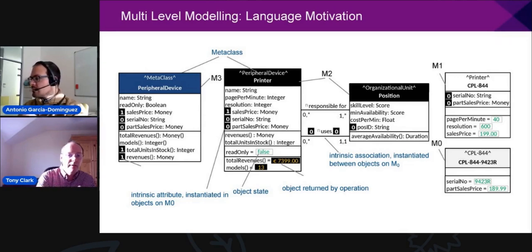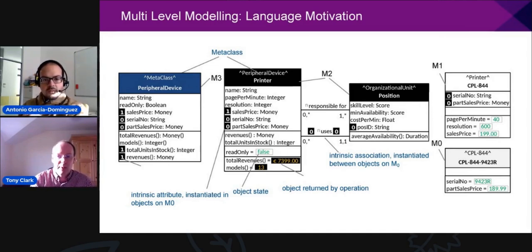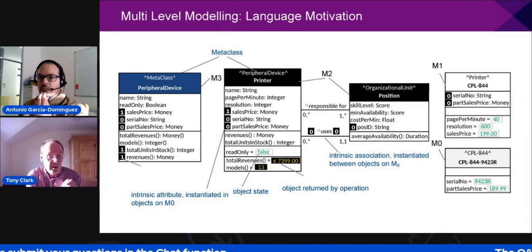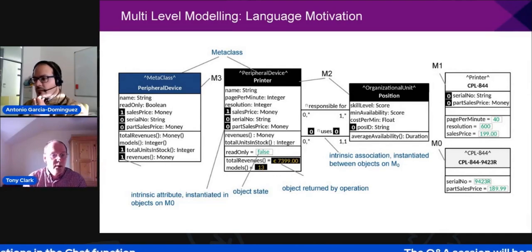So if we look, we've got peripheral device, printer, position, and the particular printer that I showed you before. But we've got some attributes, what we would normally say is attributes on peripheral device. Name and read only are traditional attributes, and you'll see those that are instantiated in the class printer, and therefore we've got properties on printer. But look at sales price. Sales price has a number.